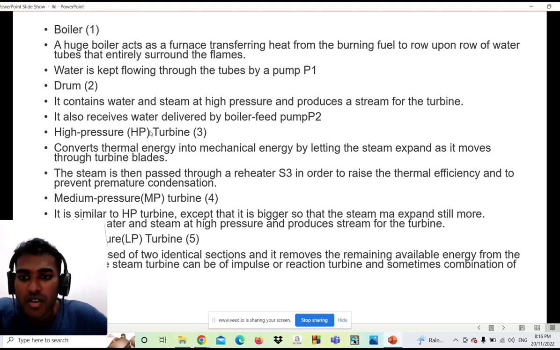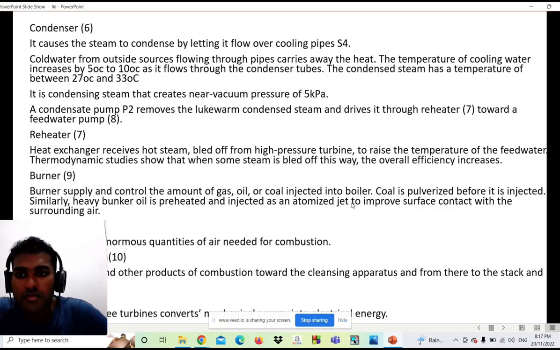High pressure turbine. Here we have two types of turbine. The high pressure turbine converts thermal energy into mechanical energy by letting the steam expand as it moves through the turbine. So the thermal energy is converted into mechanical energy, and the turbine is moved around. Medium pressure turbine. It is similar to the HP turbine, except that it is bigger, so the steam expands still more. And this one is a low pressure turbine. It is composed of two identical sections, and it extracts the remaining available energy from the steam. The steam turbine can be impulse or reaction turbine, and sometimes a combination of both.